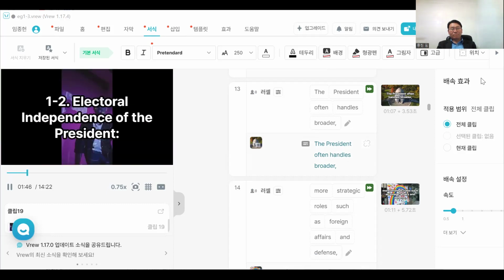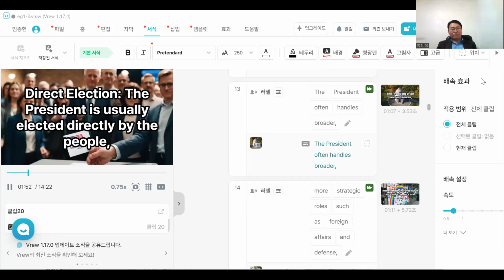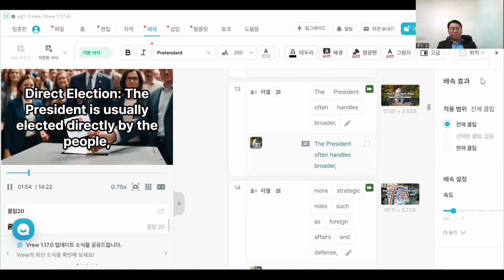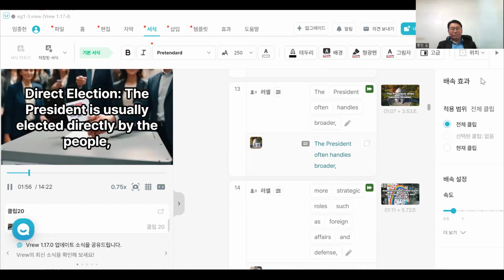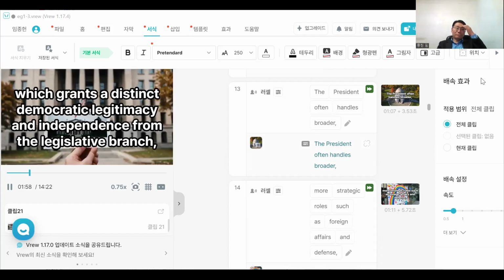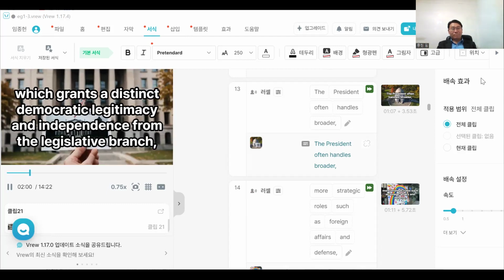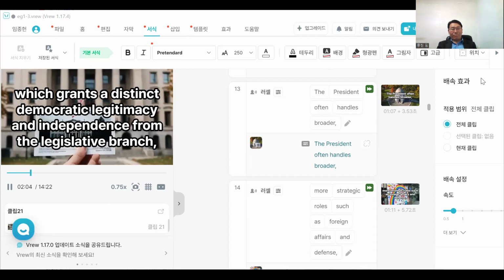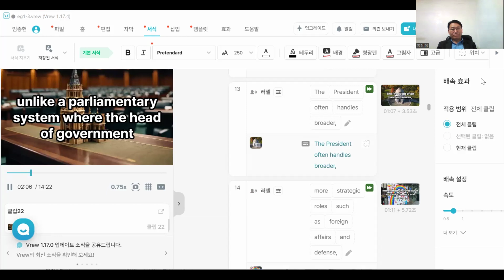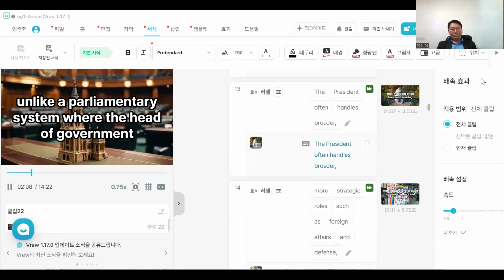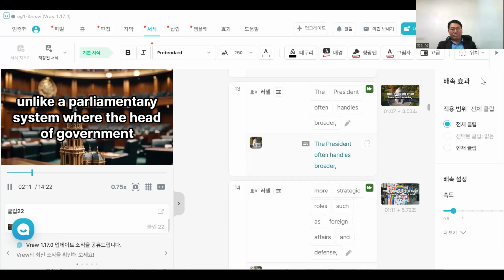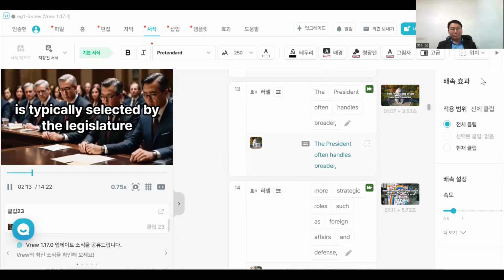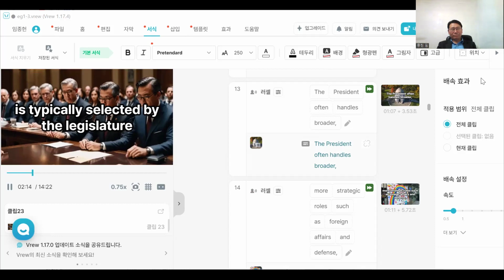Two: Electoral independence of the president. Direct election. The president is usually elected directly by the people, which grants a distinct democratic legitimacy and independence from the legislative branch. Unlike a parliamentary system where the head of government is typically selected by the legislature.